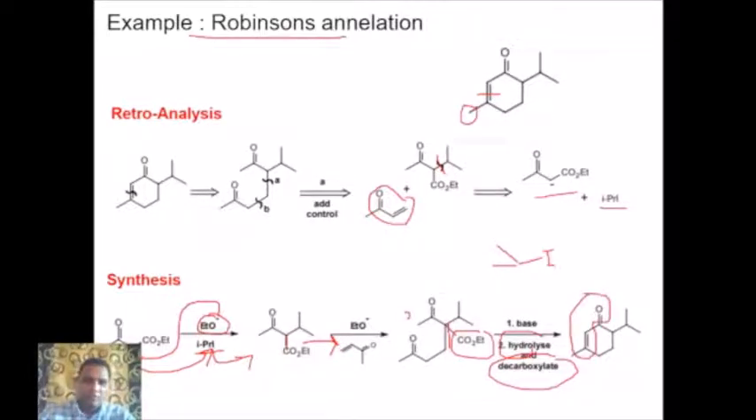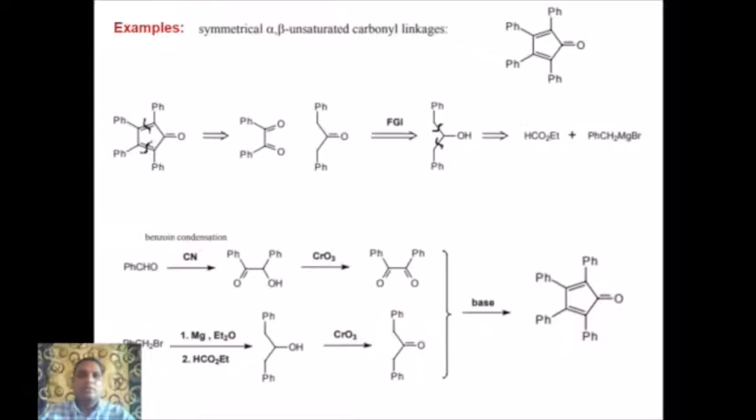यहाँ पे नेगेटिव चार्ज रहेगा, it will attack at this position, it will form the alkoxide followed by the removal of water molecule, it will form the double bond followed by the decarboxylation. देखो यहाँ पे हीट कंपल्सरी है क्योंकि ये ईस्टर ग्रुप जा रहा है फाइनली, यहाँ पे there is no ester group. So through this one we can generate the Robinson product. There are some other reactions also there, symmetrical alpha beta carbonyl linkages जो रहते हैं, something like this one.